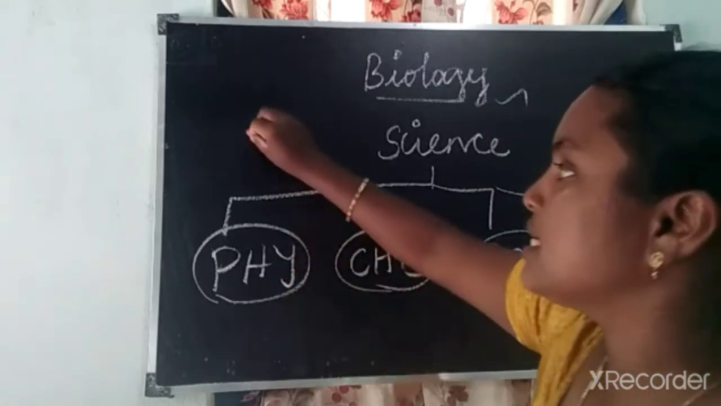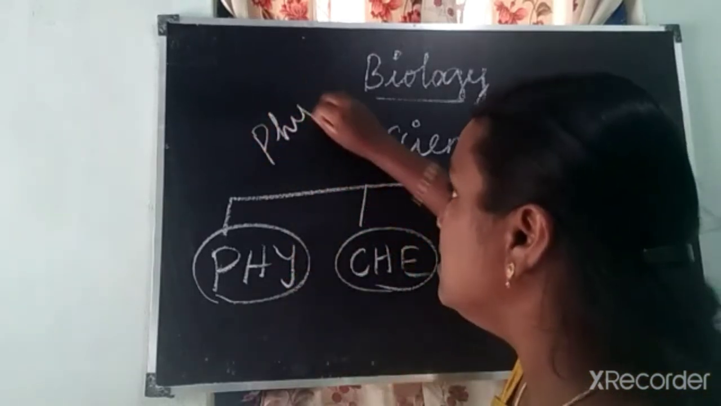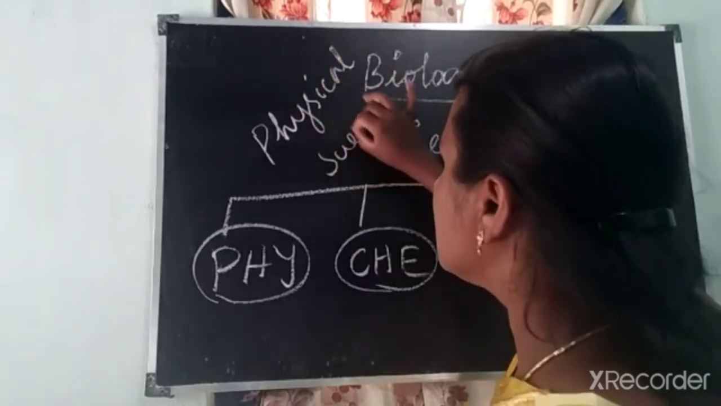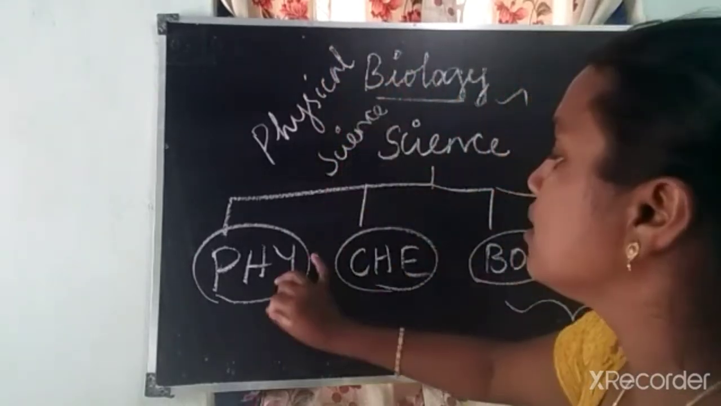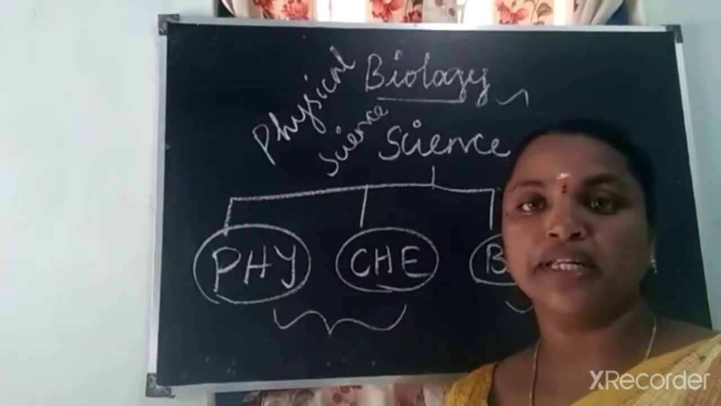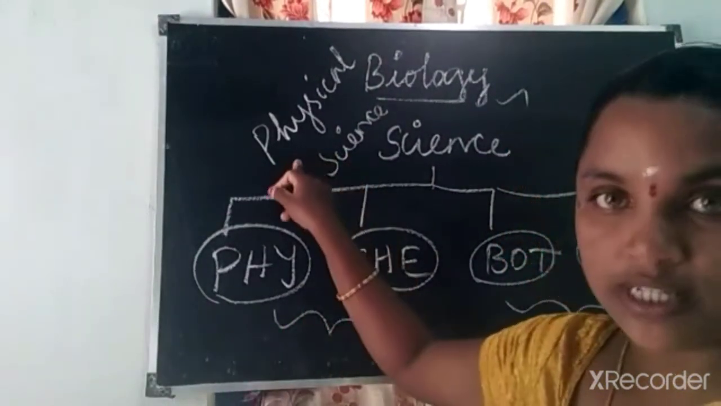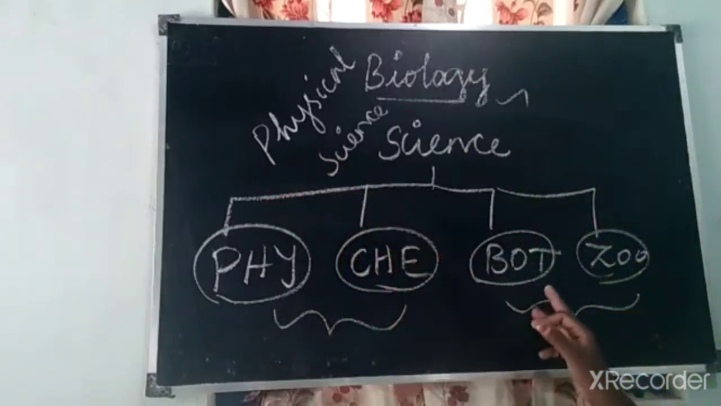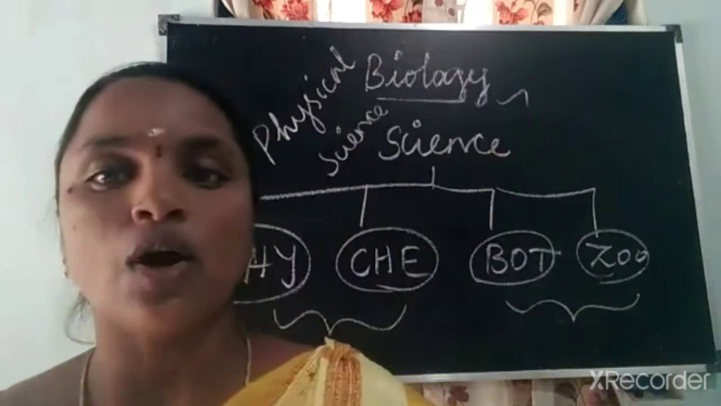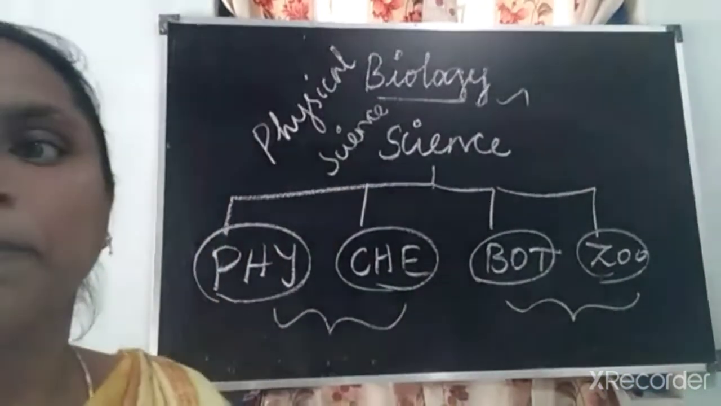And your physical science, that is your science one. Physical science is the combination of physics and chemistry. The combination of botany and zoology is known as biological science or biology.